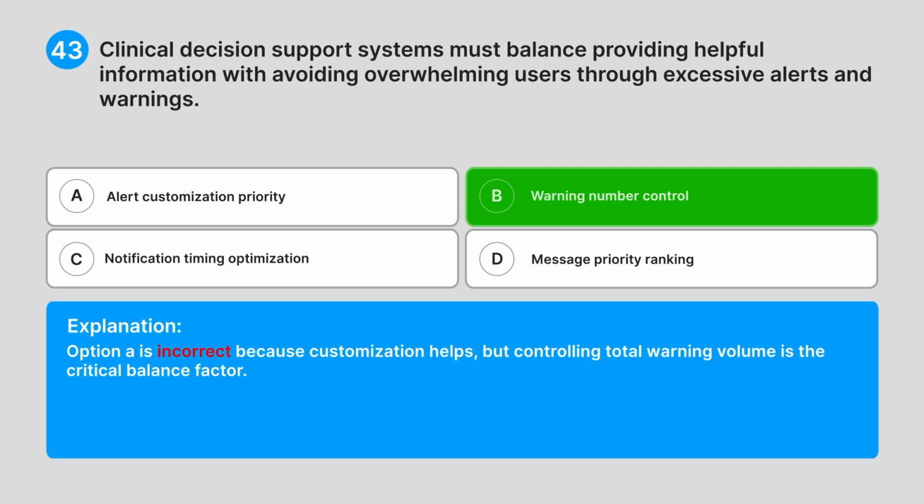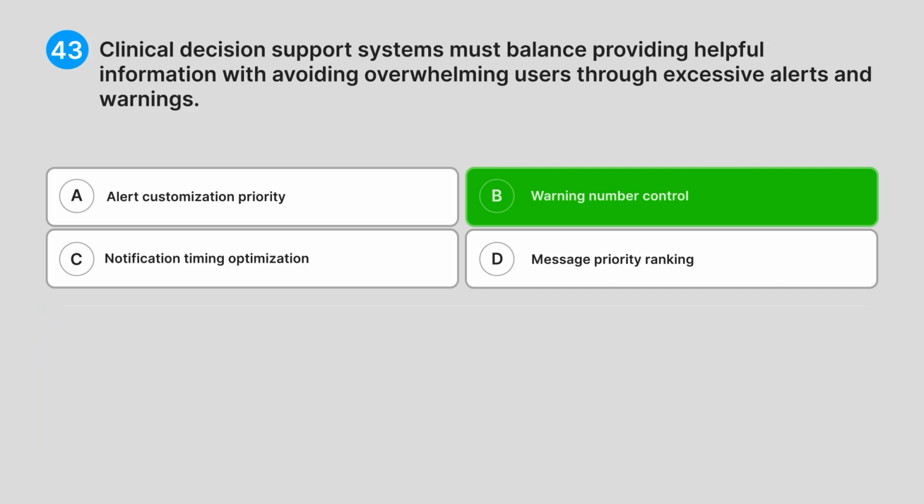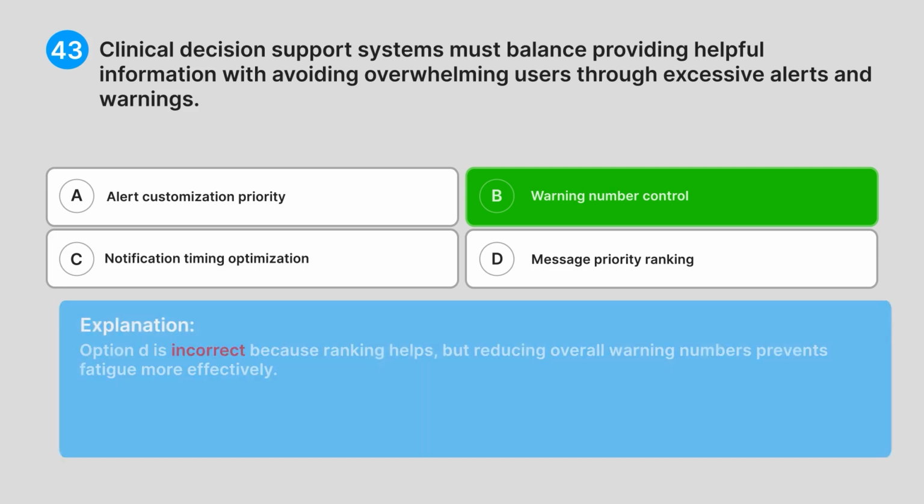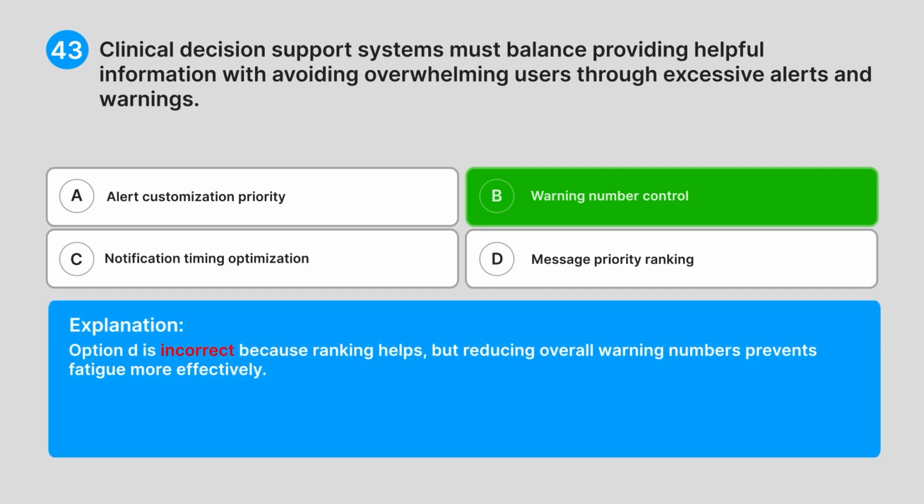Option A is incorrect because customization helps, but controlling total warning volume is the critical balance factor. Option C is incorrect because timing matters less than the total number of alerts overwhelming users. Option D is incorrect because ranking helps, but reducing overall warning numbers prevents fatigue more effectively.